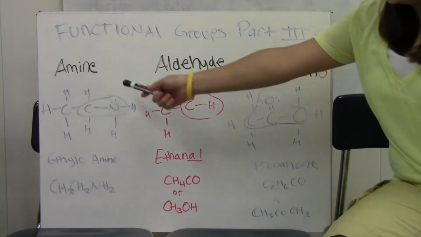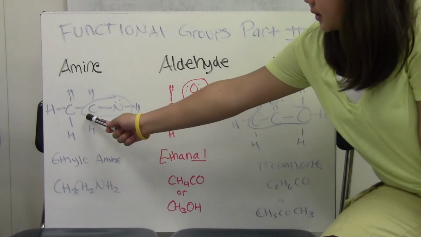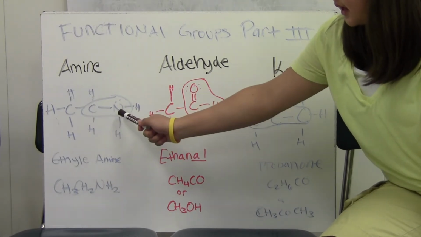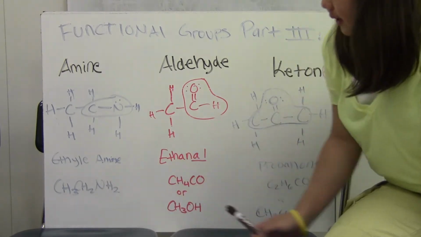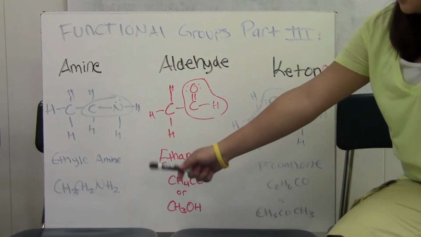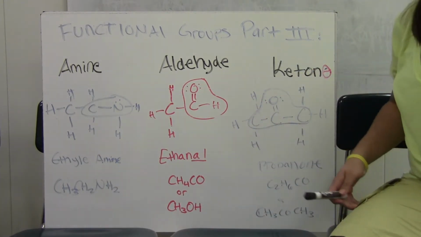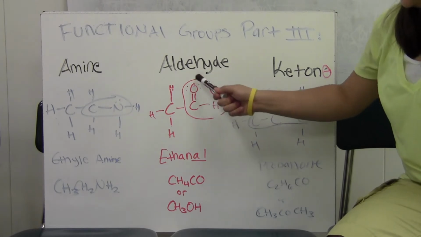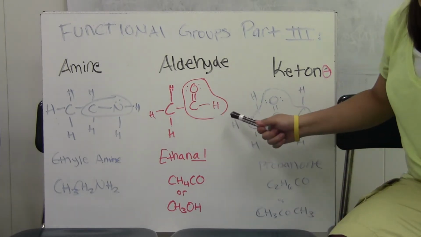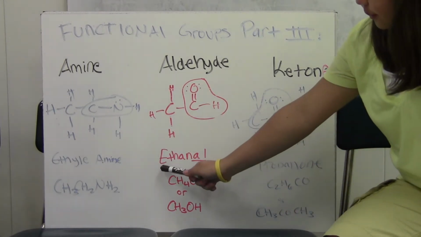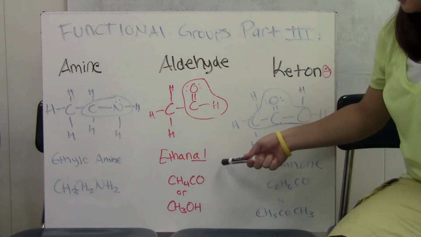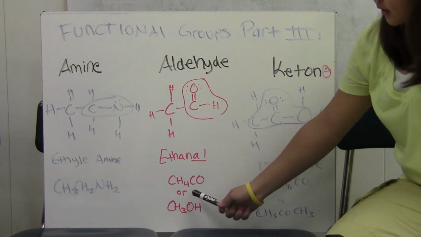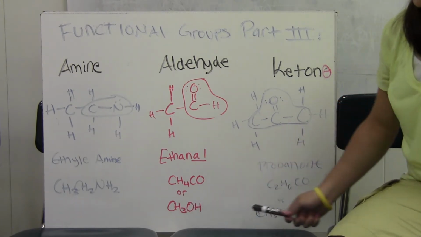More functional groups, we have amine, which is just C bonded to an N, or a nitrogen, and this molecule is called ethylamine, CH3CH2NH2. Here we have an aldehyde, which is C double bonded to an O, which is bonded again to an H. And this is called ethanal, not to be confused with alcohol. This is an Al. And this formula would be CH3CHO.